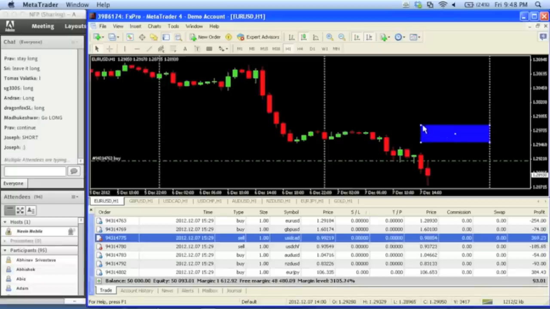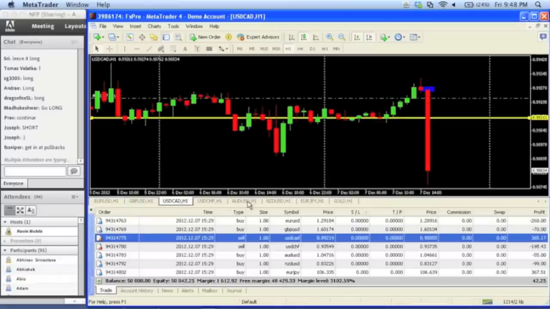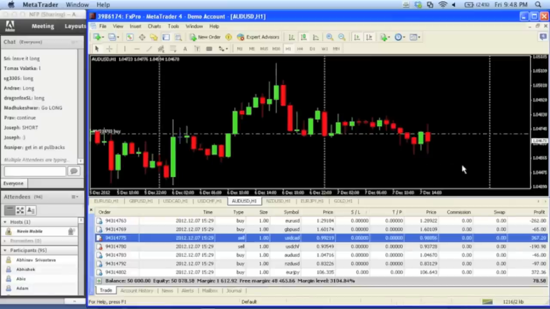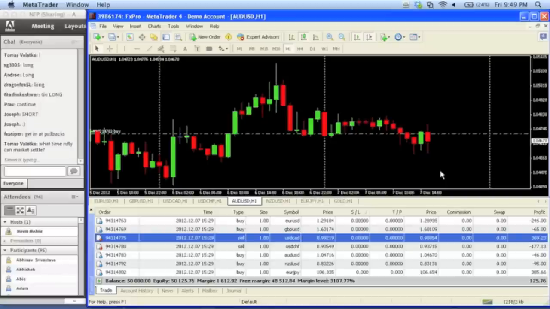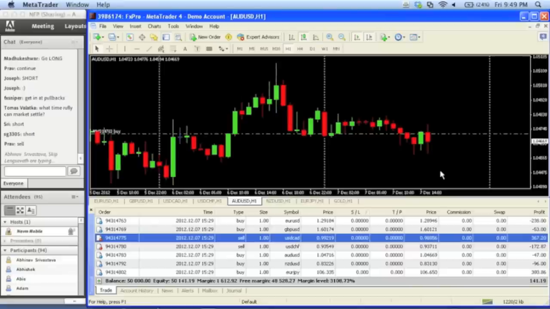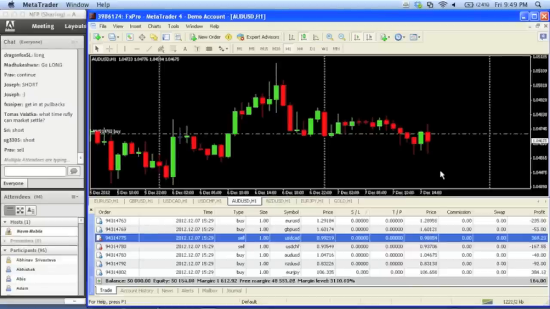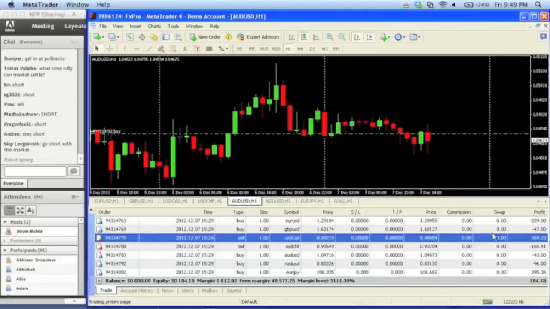Now, if the market continues short, and it goes down and closes down here, and it starts to settle down there, what do you do? What time can the market roughly settle, Tomas? Usually you can take a look at your P&L. You can understand by the speed of the movement of your P&L to find out when there are less and less people active. Okay, Skip, that is correct. You go short with the market. Continue short, yes.